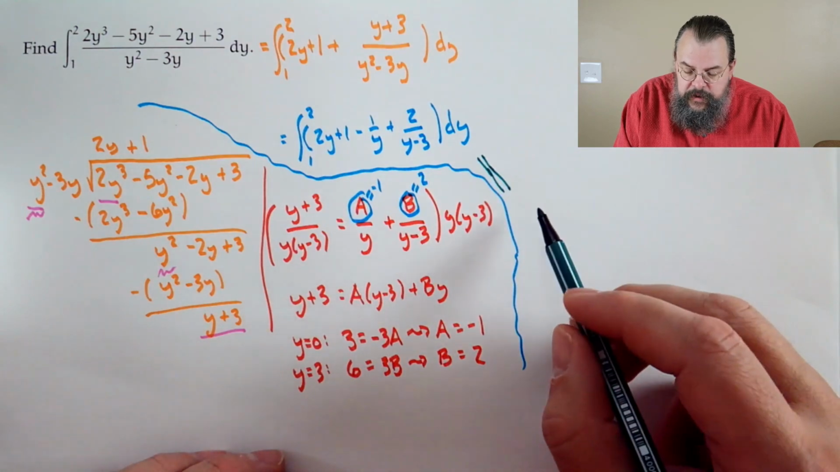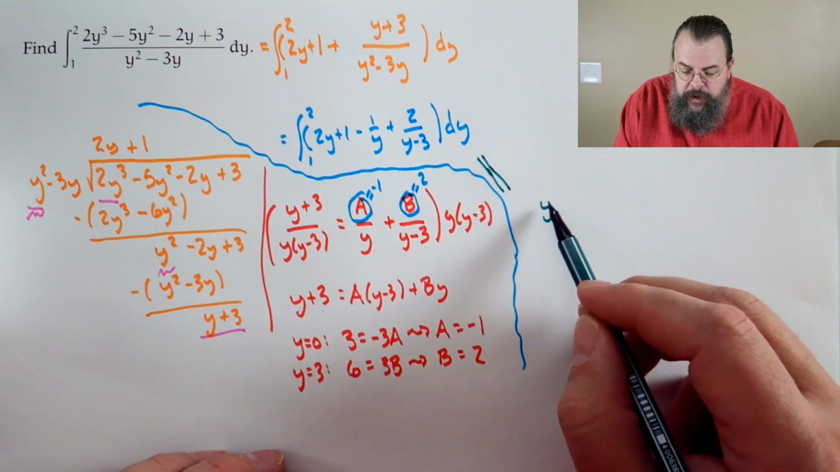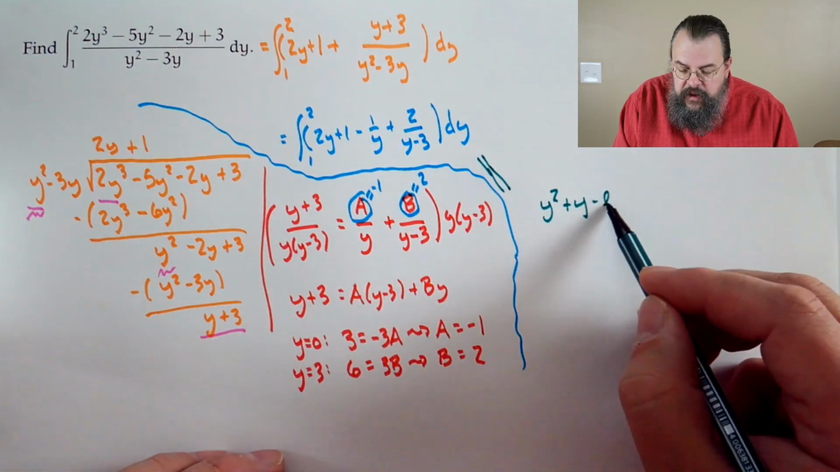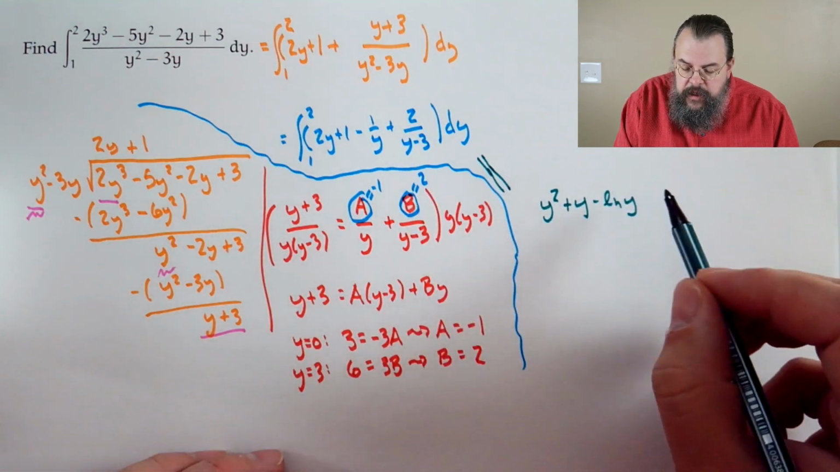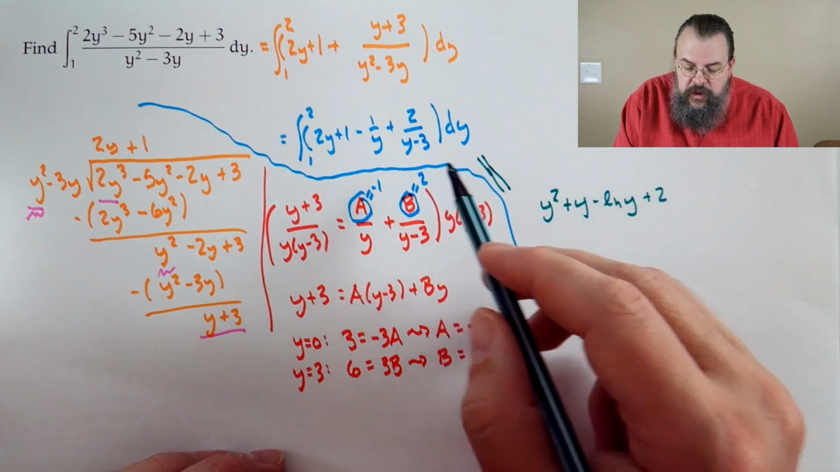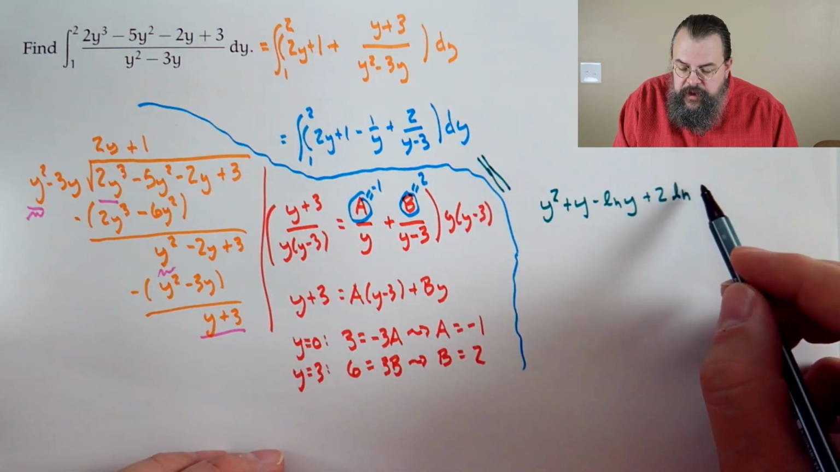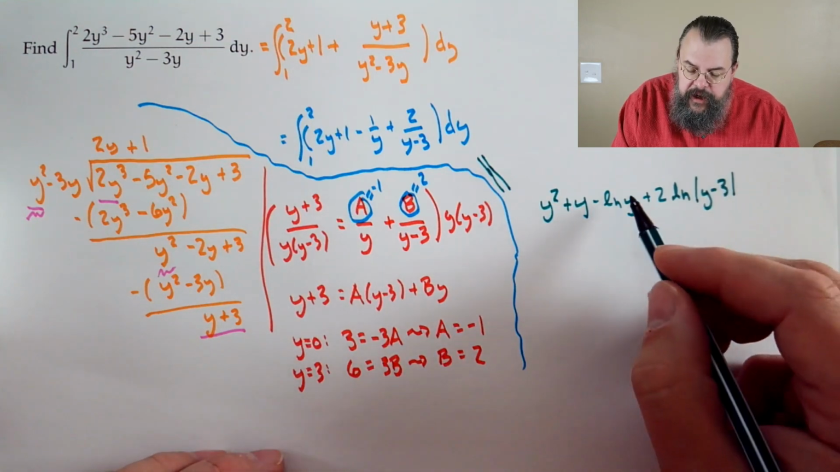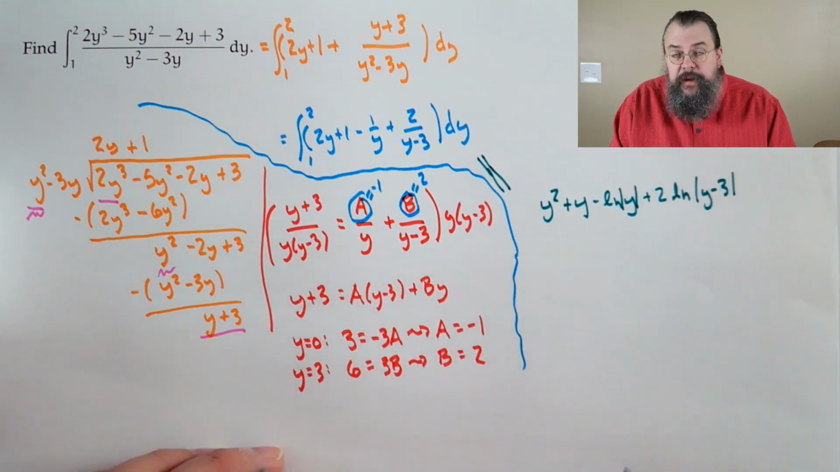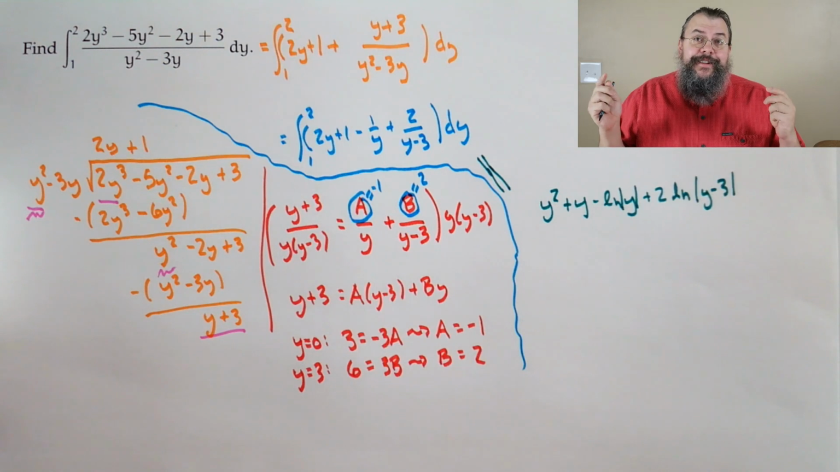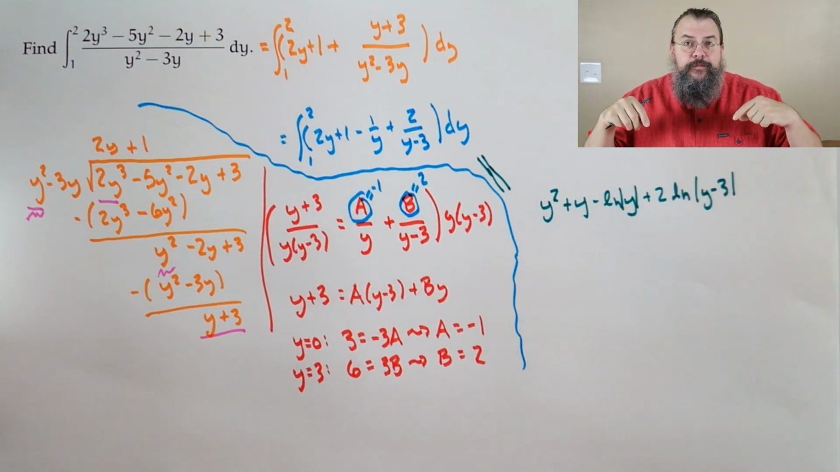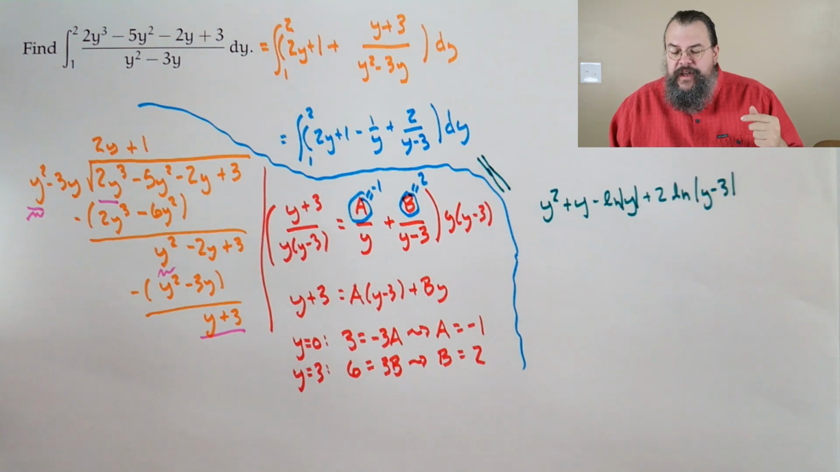All right, so what do we have? Well, the individual pieces, we integrate, we get y squared plus y minus log of y, all right, plus 2 log of y minus 3. Now, you might notice, technically speaking, I'm just going to point out, whenever I take integrals of log, it's logs of the absolute value, and it doesn't really matter, just pay attention.